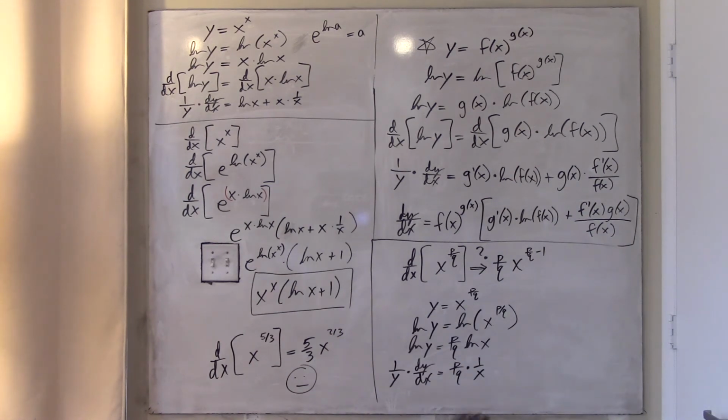And so, what is the formula therefore? dy dx is y times all of that. But what was y? It's y times p over q times 1 over x. But otherwise known as p over q times, y is just x to the p over q. And if I divide that by x, then I get exactly the thing I was expecting. P over q x to the p over q minus 1.